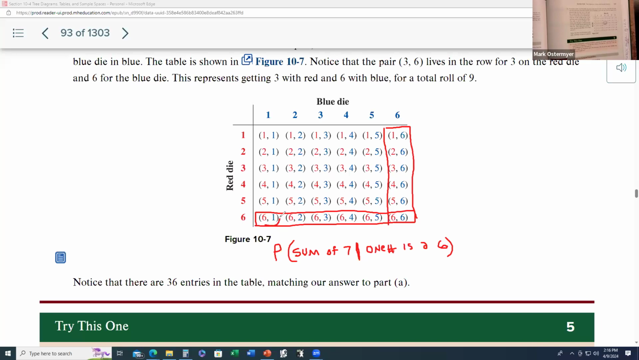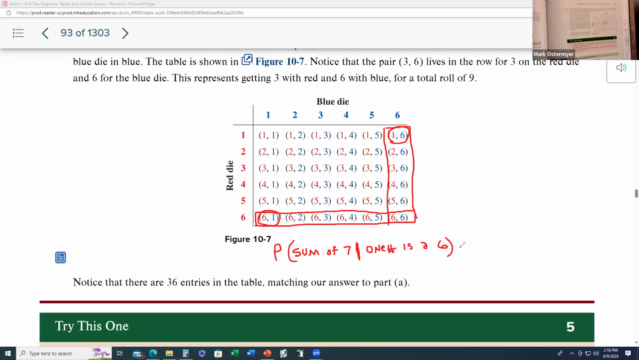Well, that can only occur if you roll a 6 and a 1, or a 1 and a 6. So, ladies and gentlemen, I got a question for you here. How many outcomes are possible between this last row and this last column? 1, 2, 3, 4, 5, 6, 7, 8, 9, 10, 11 outcomes. Is that true?